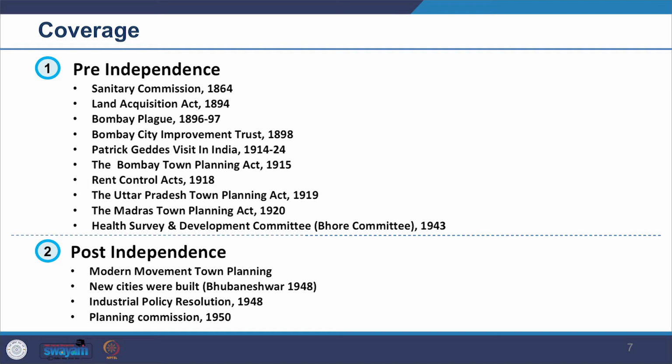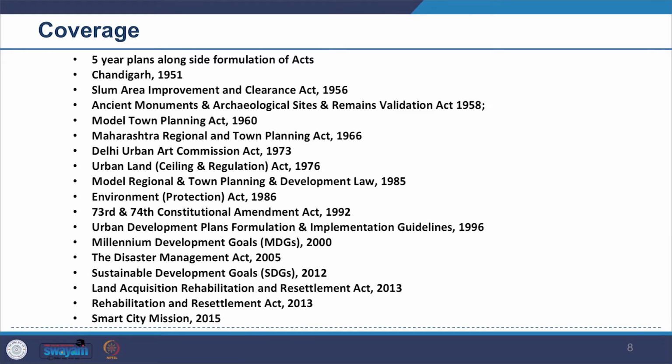We'll further look into the post-independence acts such as the modern movement of town planning, and new cities which were built during the period. We'll look at the Industrial Policy Resolution. We will look at the 5-year plans all along. How did we move in the post-independence time? We will look at the Slum Area Improvement and Clearance Act, and then we'll also see the acts related to monuments and the conservation aspect.